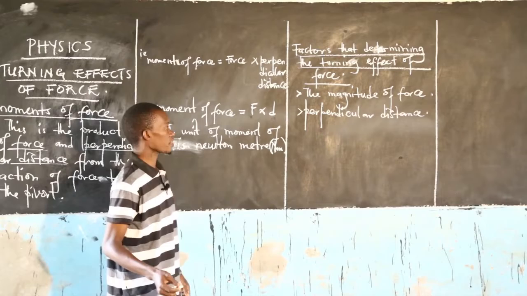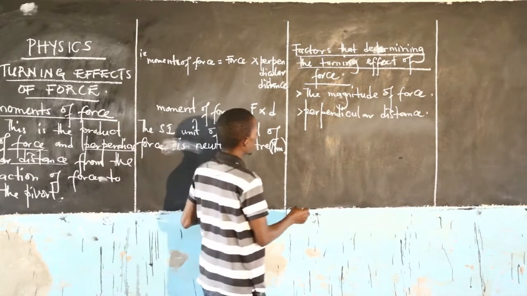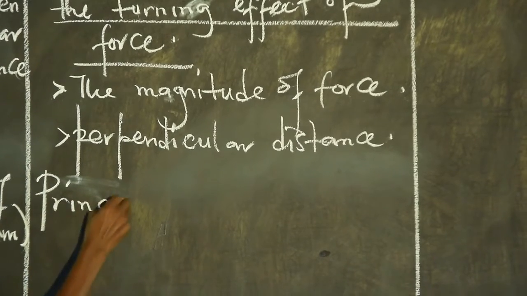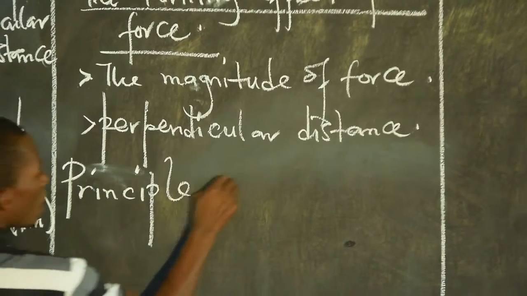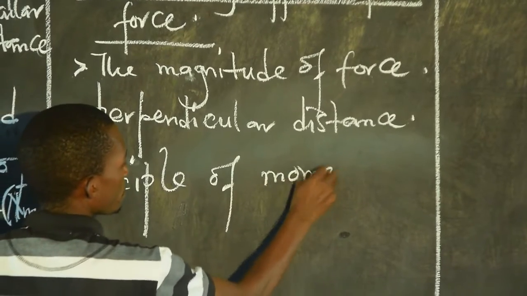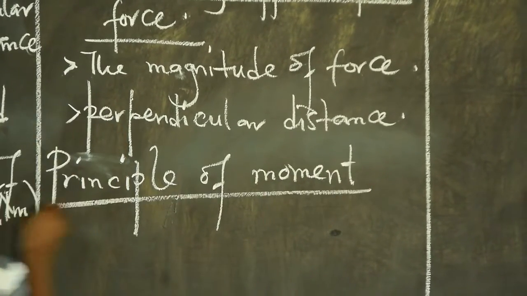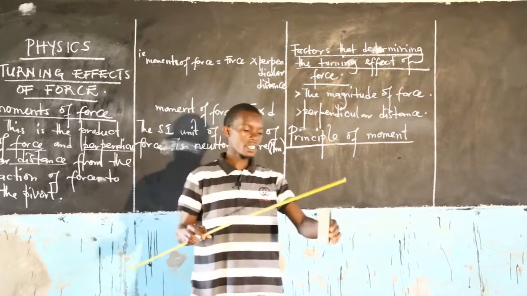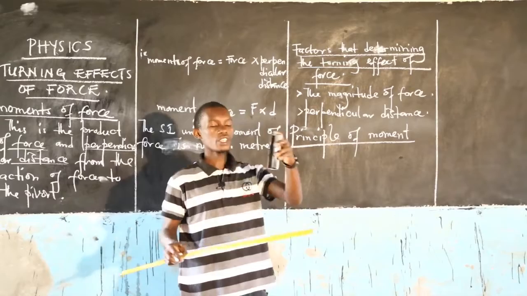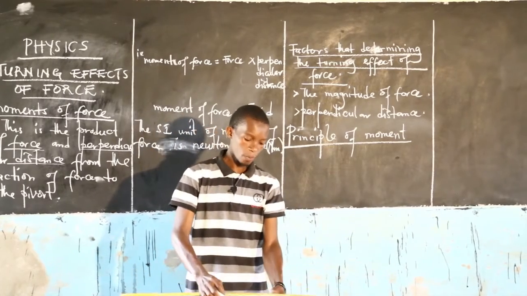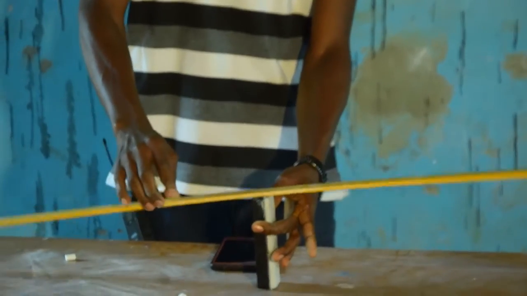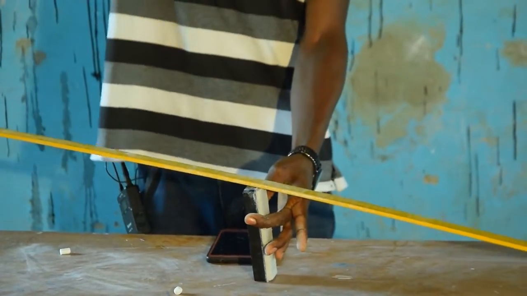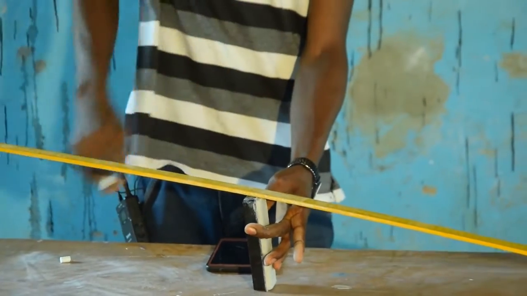Those are two factors. Now, we move ahead and talk about the principle of moments. It's like having this ruler and this duster. Now this one is going to act as the pivot. We have the ruler. The ruler is starting to balance, moving this side over the other side. There is clockwise and there is anti-clockwise.